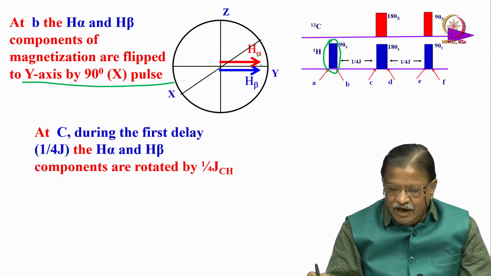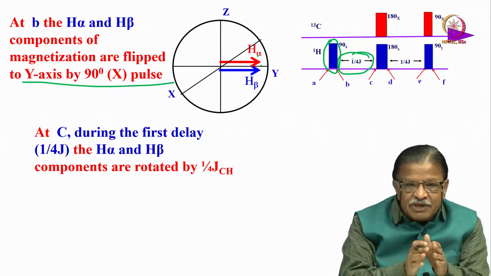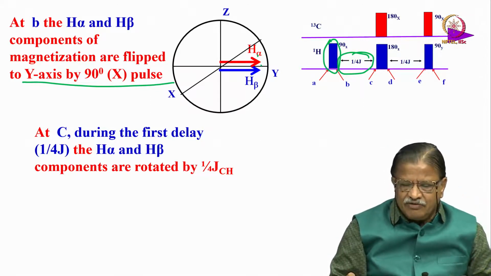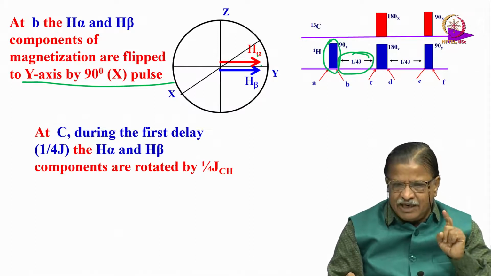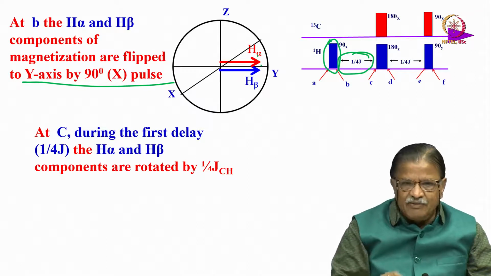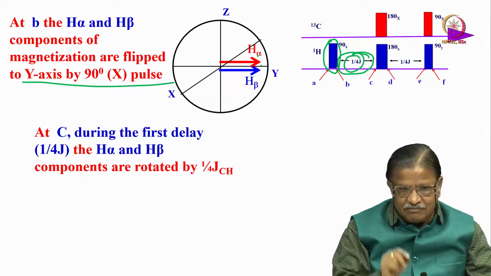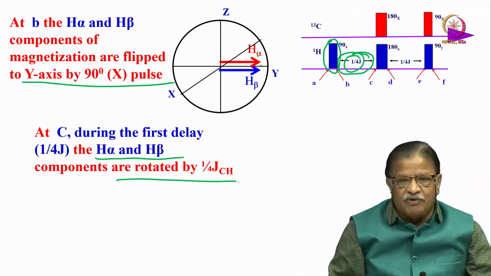Now we have a time t, 1/4J, during which the spin starts evolving. We discussed the evolution of J coupling and then the chemical shift, and how it evolves with the delay. Everything we discussed in the last two classes. Now at C, what is happening? The delay is exactly 1/4J. At C, during the first delay, the H alpha and H beta components are rotated by 1/4J.